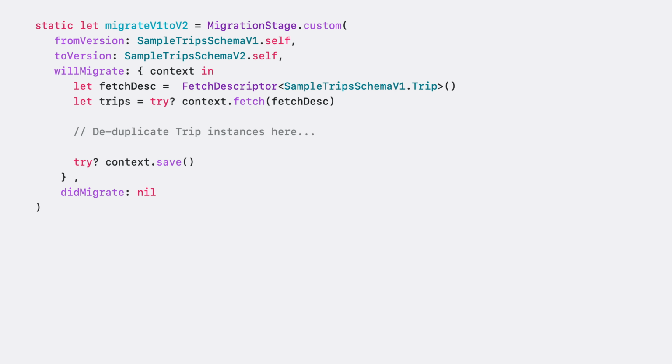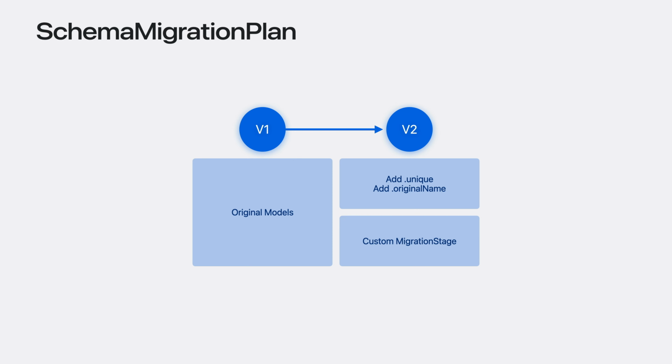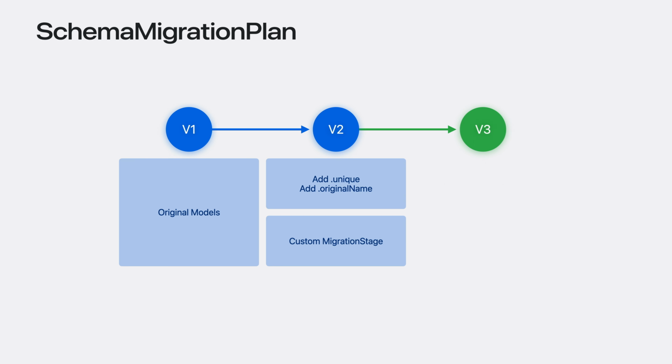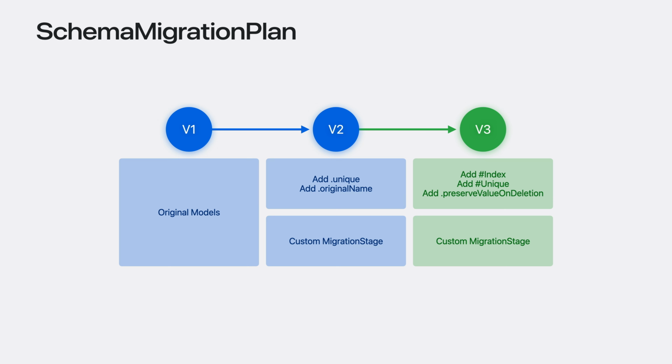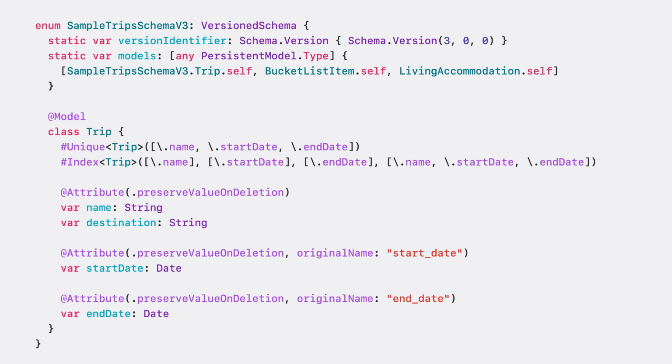Next, we added a custom migration stage so that we could deduplicate the existing trips. Here, we utilized the model context fetch function so that we can fetch all the trips in order to deduplicate them. In iOS 18, we harnessed the index and unique macros while also marking which properties we wanted to preserve on deletion. This allows us the ability to identify our models after deletion from the data store.